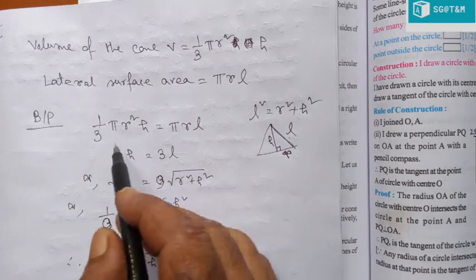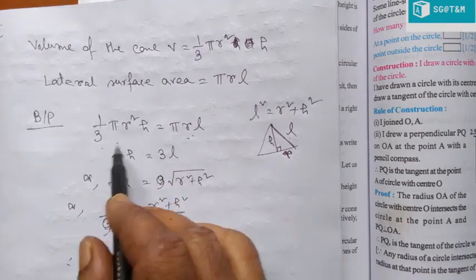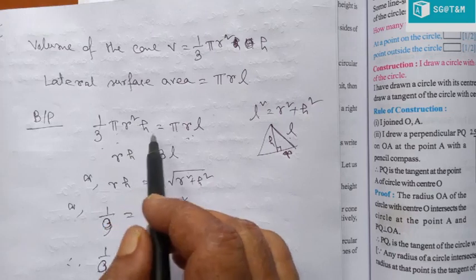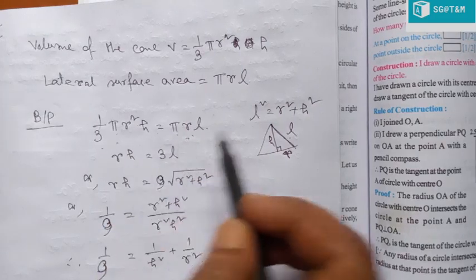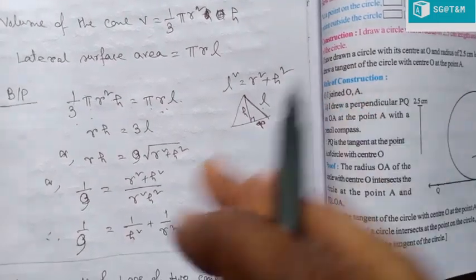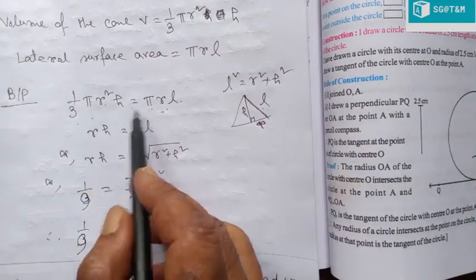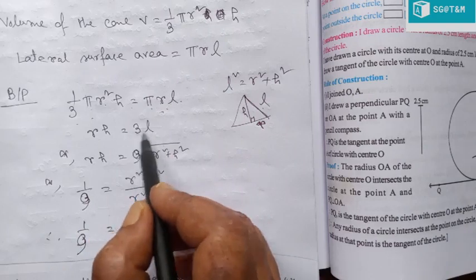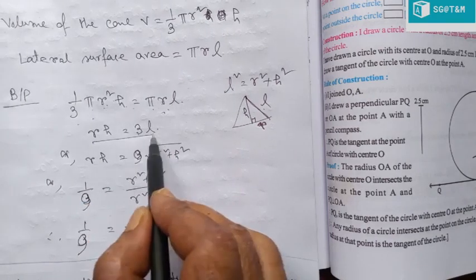By the problem, the numerical values of these two are the same. So 1/3 pi r square h is equal to pi r L. Okay. So after simplification, one r cancels out, pi cancels out. So we get r into h is equal to 3L.